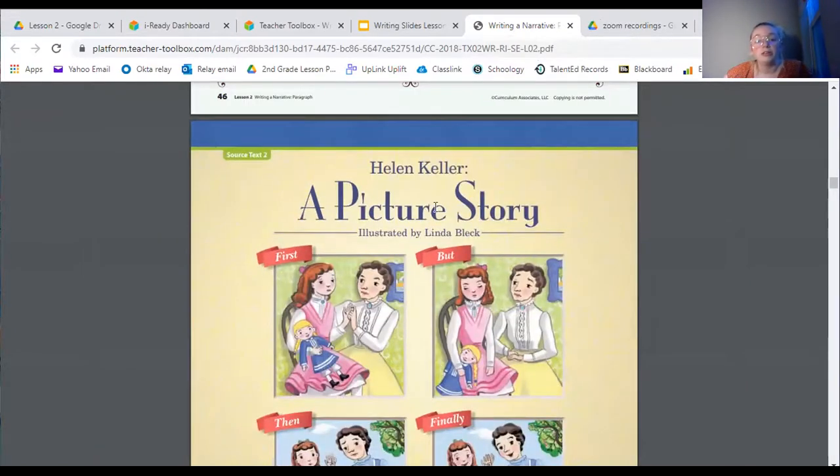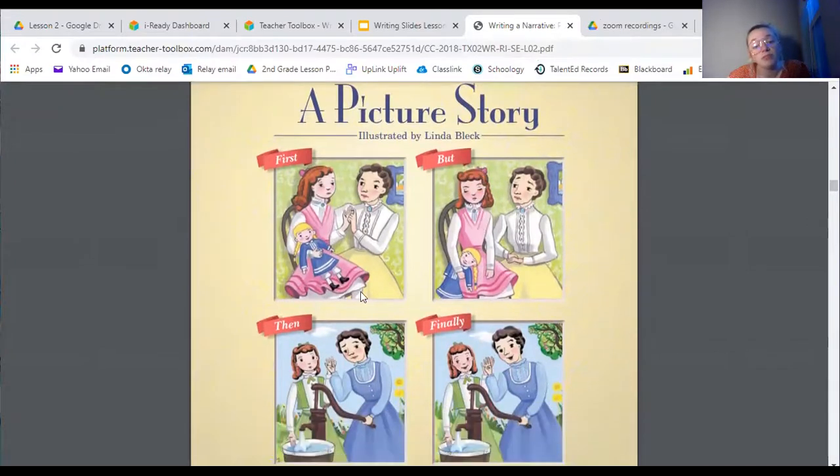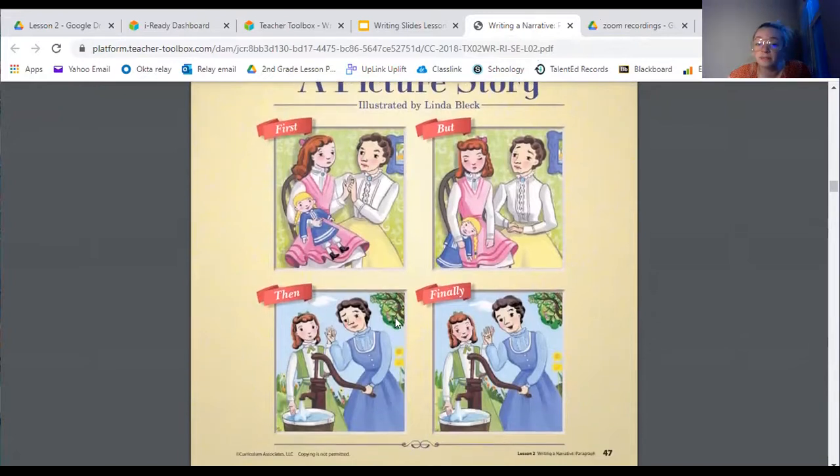Helen Keller, A Picture Story, illustrated by Linda Bleck. First, but, then, finally.